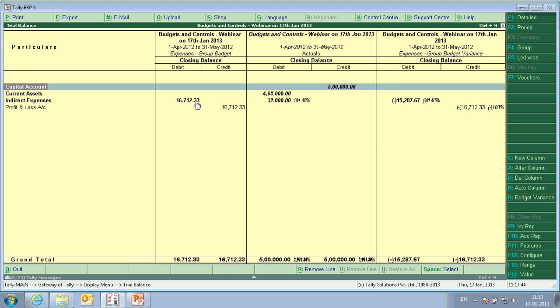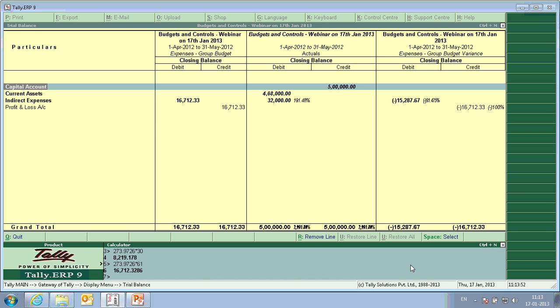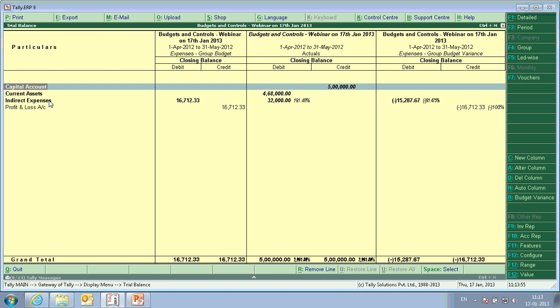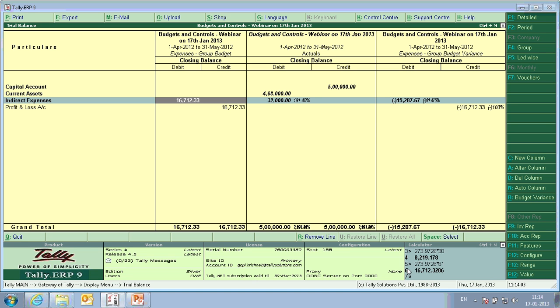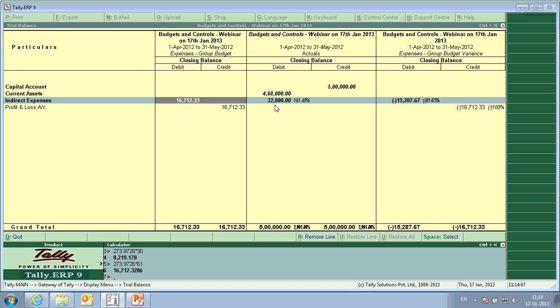Harish Kumar says, please repeat the calculation method. What are you not able to understand, Harish, here? See, for indirect expenses, I fixed a budget of rupees 1 lakh for the entire year. But I said I wanted to see it for net transactions, means till date, whatever vouchers are entered, for that I wanted to see the budget. Now, as on 31st May, the report shows in the budget variance that your budgeted amount as on date is apportioned to this much, 16,712. But actually you have spent 32,000, which is more than the budget amount. Right? Now it is 191.48% of your budget, which is more than the budgeted amount, and this much less you have budgeted. That's what the variance shows.